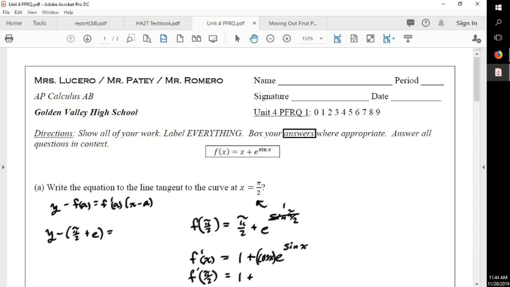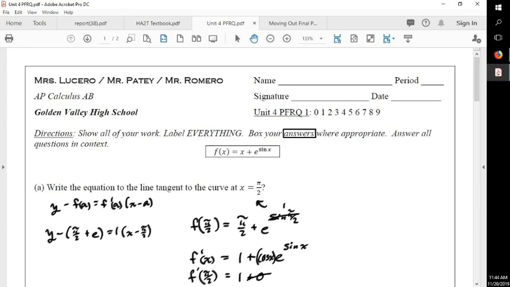When I plug in pi over 2 to f prime, this is what it looks like. We have 1 plus cosine of pi over 2, which is 0. So it doesn't even matter what the e to the 1 is. So we just have 1. So we have 1, and we have x minus pi over 2. Okay, so here's our tangent line.